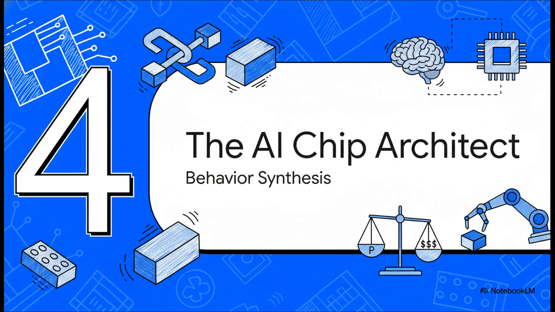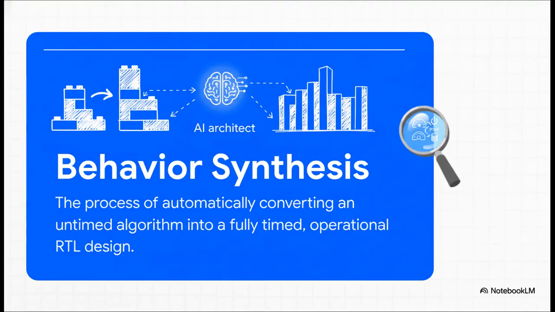Okay, so now let's look at a completely different way of thinking. What if, instead of assembling pre-built blocks, a smart tool could automatically create the entire blueprint for us? Well, welcome to the world of behavior synthesis. Behavior synthesis, which you might also hear called high-level synthesis, is a process where a tool takes an untimed algorithm, our abstract idea, and just automatically translates it into a fully timed RTL design. The designer gives it constraints, like make it small or make it super fast, and the tool then explores countless options to find the best possible blueprint.